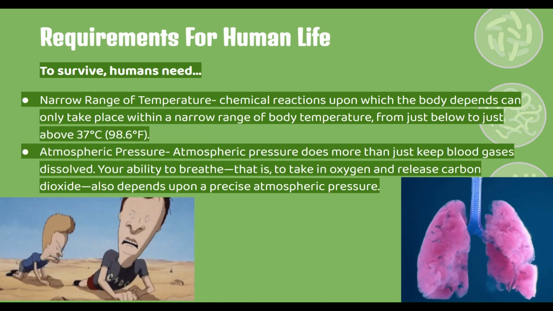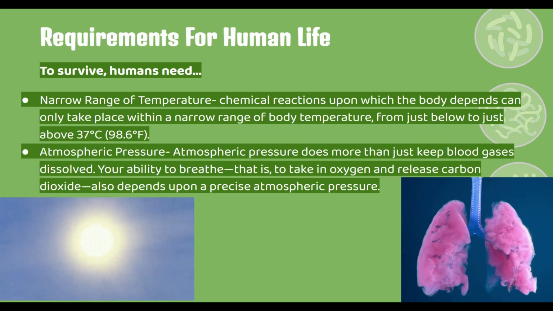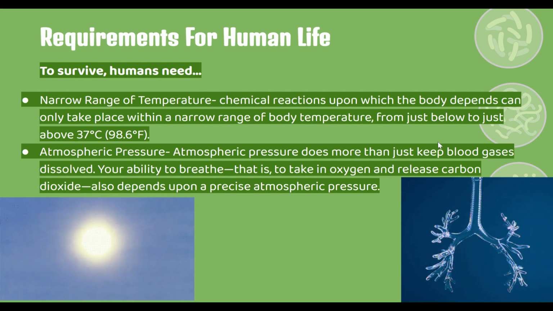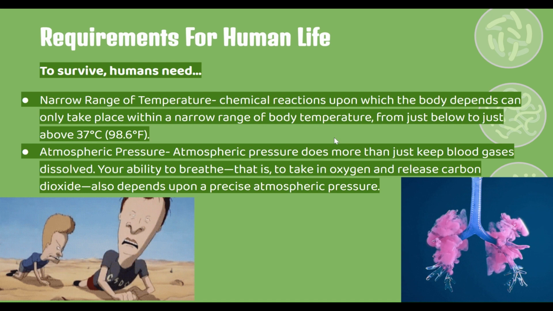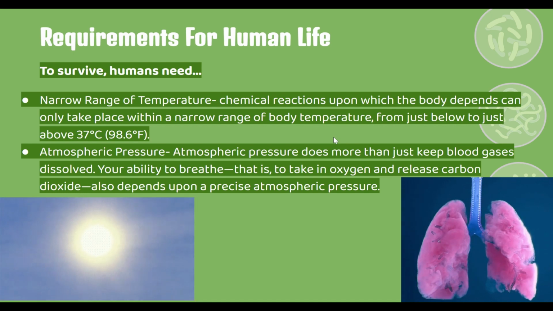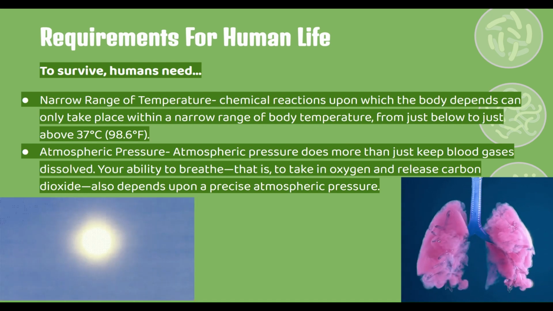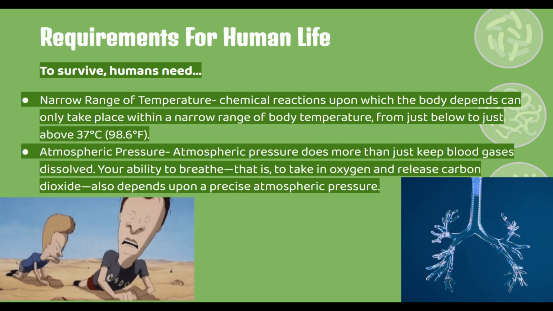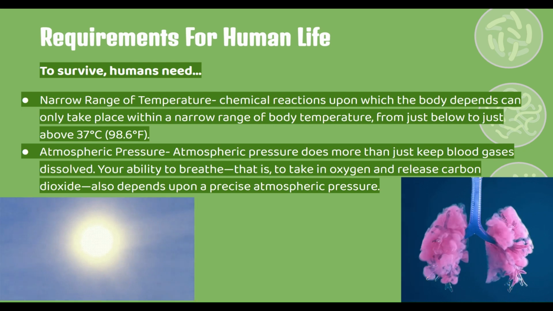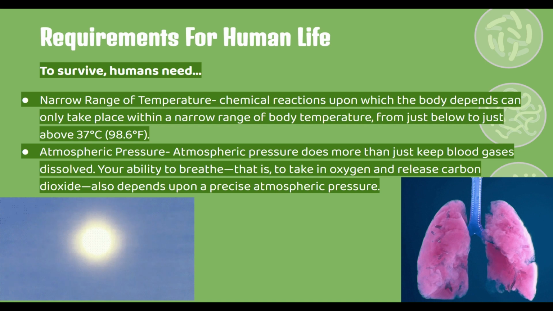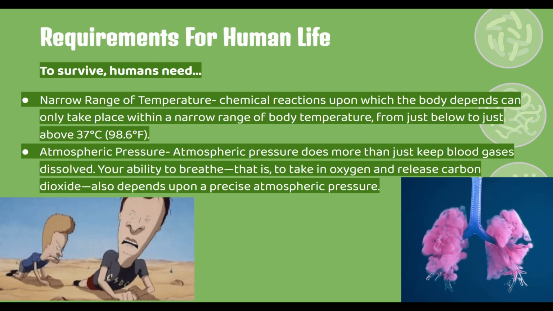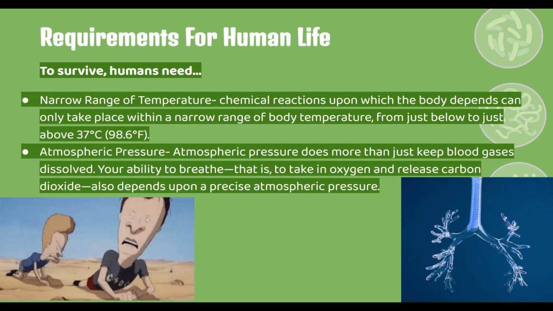I mentioned this earlier. You get too cold, you die. You get too hot, you die. So chemical reactions upon which the body depends can only take place within that certain narrow range of body temperatures, right? From just below to above 37 degrees Celsius, or like I said earlier, 98.6 degrees Fahrenheit, right? So your body does its best, the best that it can to keep you within a certain temperature.